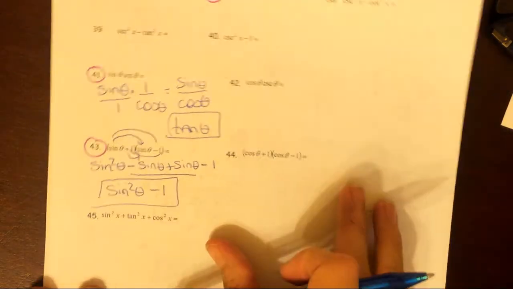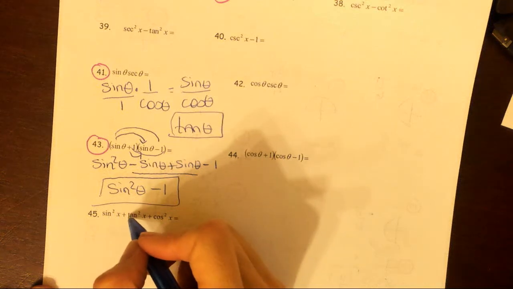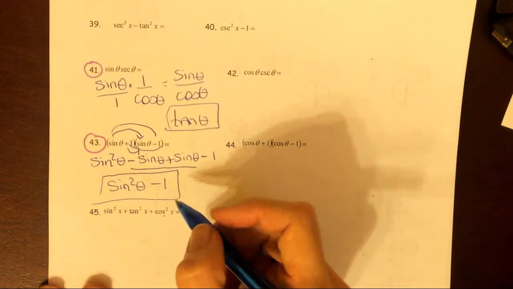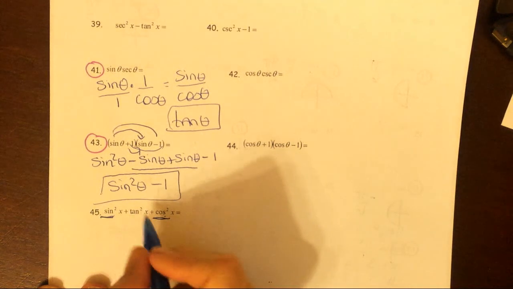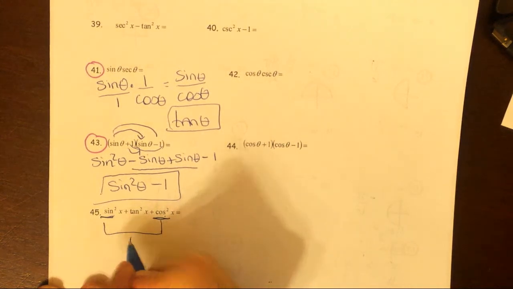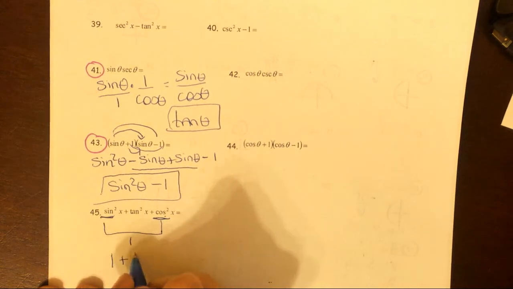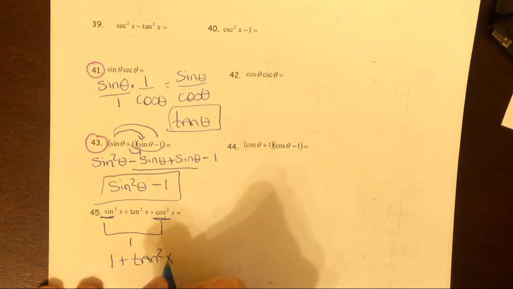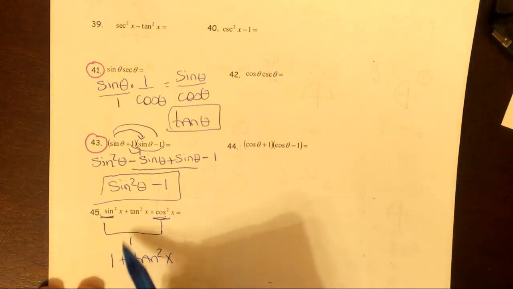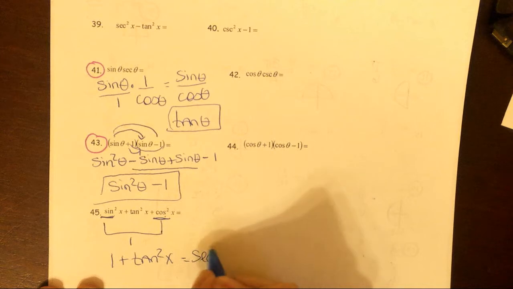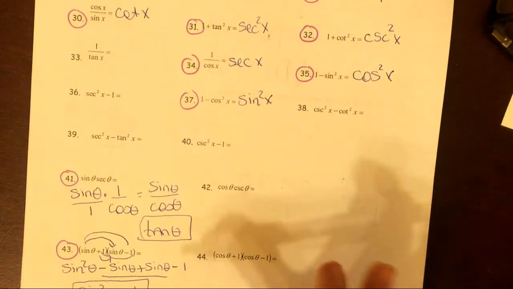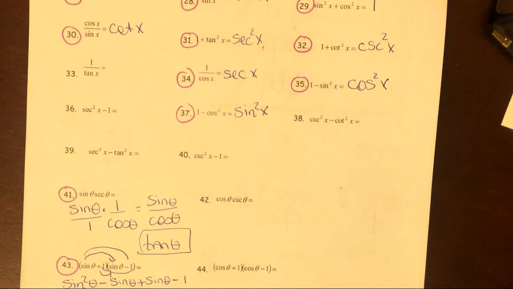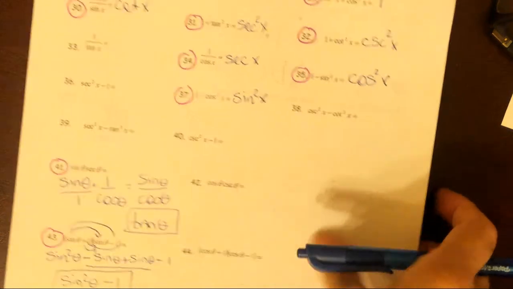On 45, we've got sine squared plus tangent squared plus cosine squared. And I know that sine squared plus cosine squared is a Phineas and Ferb. These two together equal 1. So I have 1 plus tangent squared. And then I look at that and go, oh, I tan in a second, so this whole thing equals secant squared. Okay, so pause the video, go try the rest of these identities, see if you can get them right, and I'm going to show you the answer key.